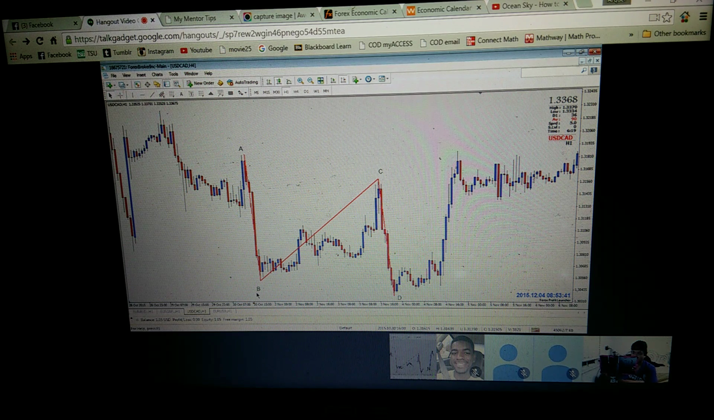So, A to B equals C to D, and they're talking about length and time. So, if you can tell, I'm just going to measure this swing in pips real quick. This swing is 134 pips. This swing is 127 pips.